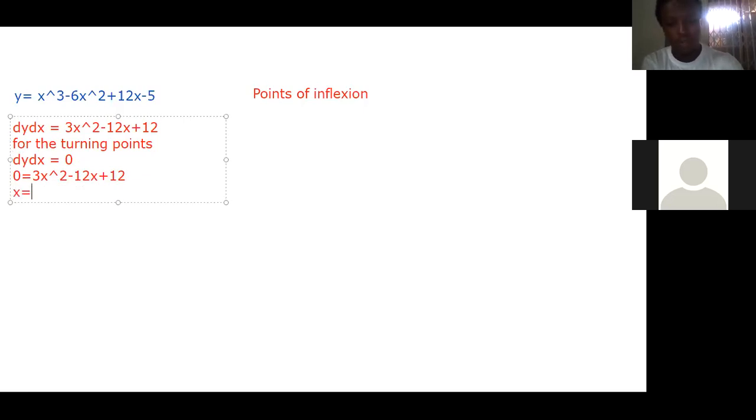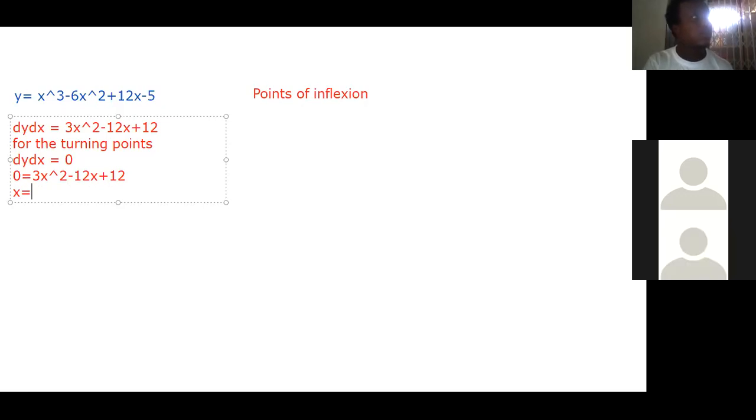x is equal to, what are we getting? Please use your calculators. 2. What are we getting? What do you get? Oh, hurry up. Say 2. So x is equal to 2.